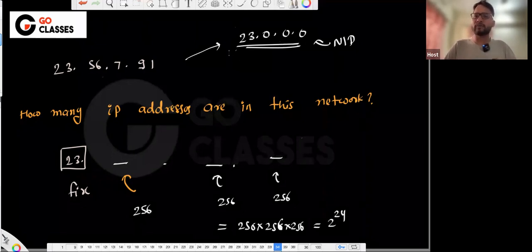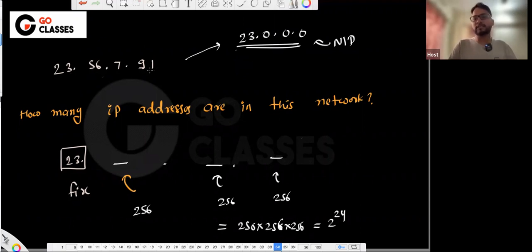So it is the network prefix or network ID. You can change the host ID. Now, if it is all 0, then it represents the network. Which means 23.0.0.0 is called the network ID, and any other ID, some random ID like this, is just some one host, right? Okay, so I hope you got it.